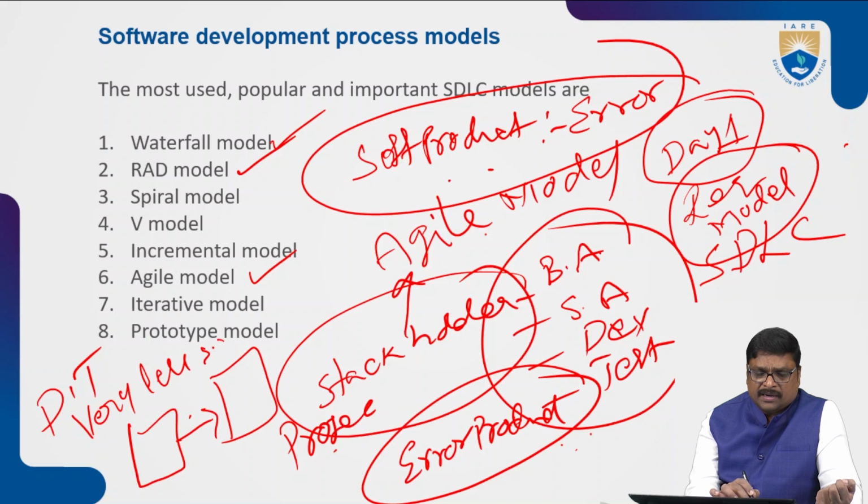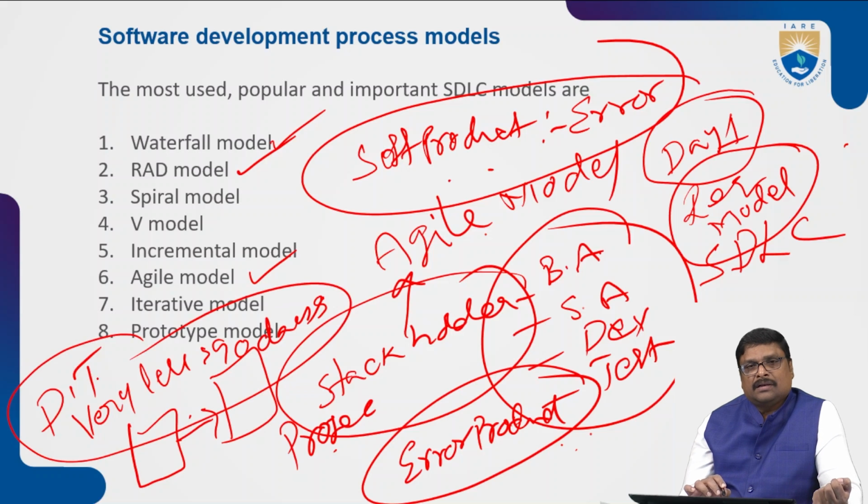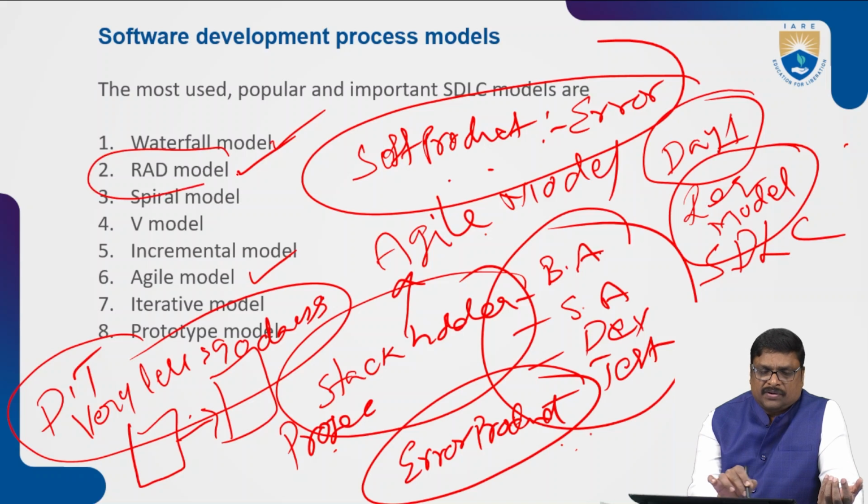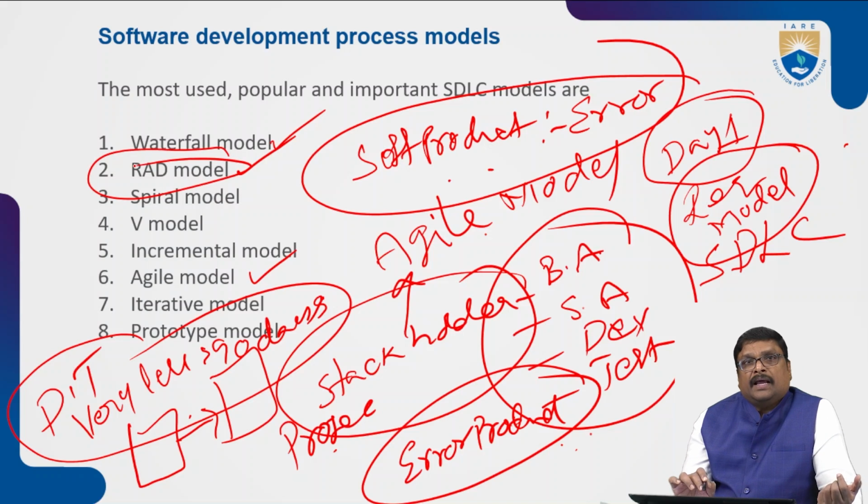Means less than 90 days. A customer wants the product to be developed. Then, as per the software engineering process, we recommend the RAD model.